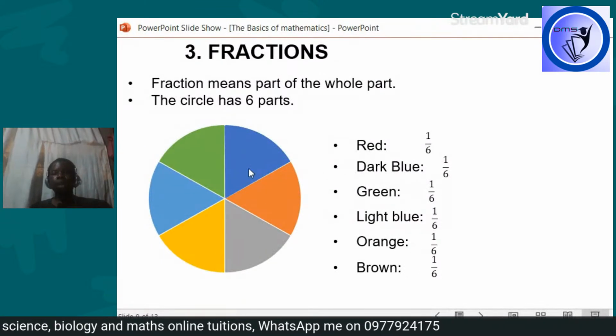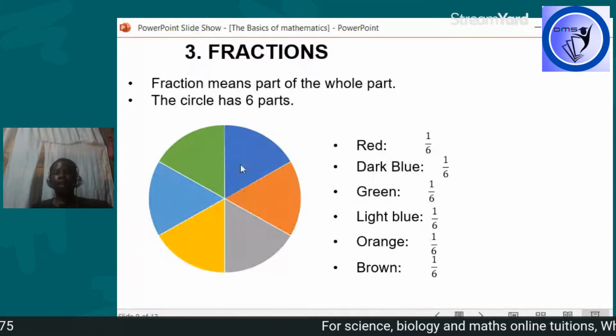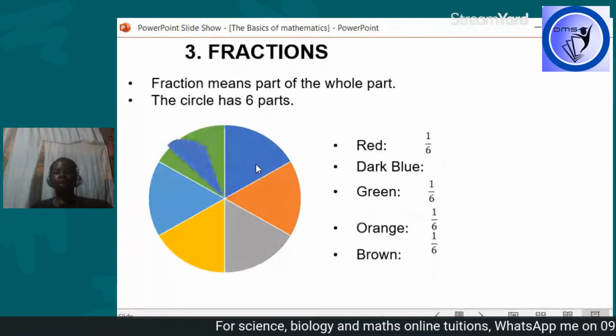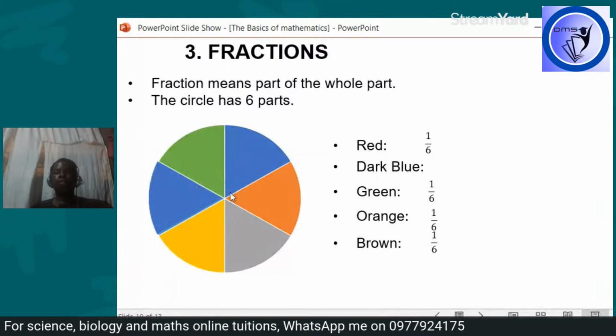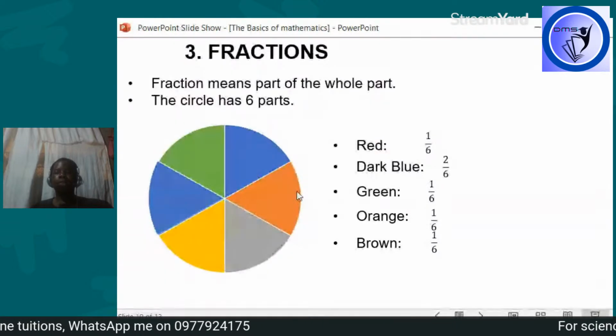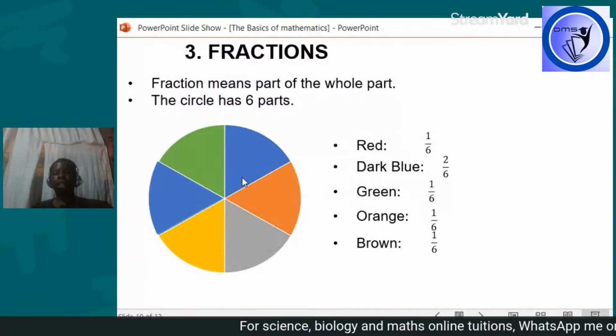So we were saying each color in this circle can be represented as a fraction. Now we said, let's say this dark blue becomes 2. Okay, there are 2. So how can we present this information as a fraction? We can say 2 over 6. So we have 2 blue out of the 6 colors we have. 2 of them are blue. So that's how fractions work.